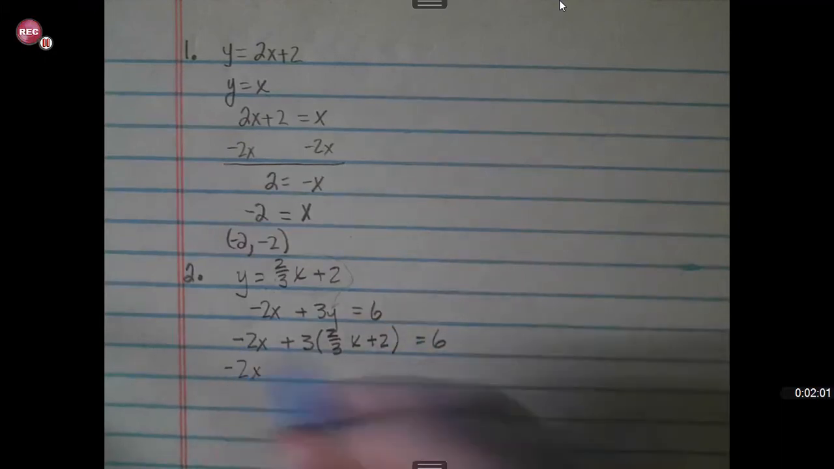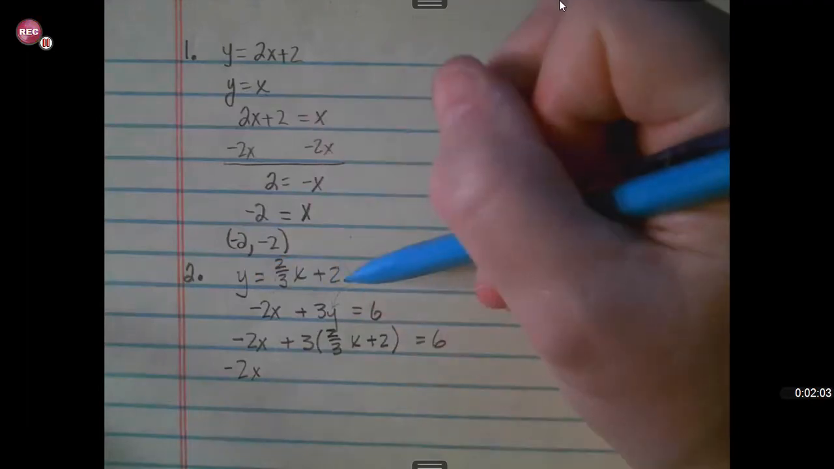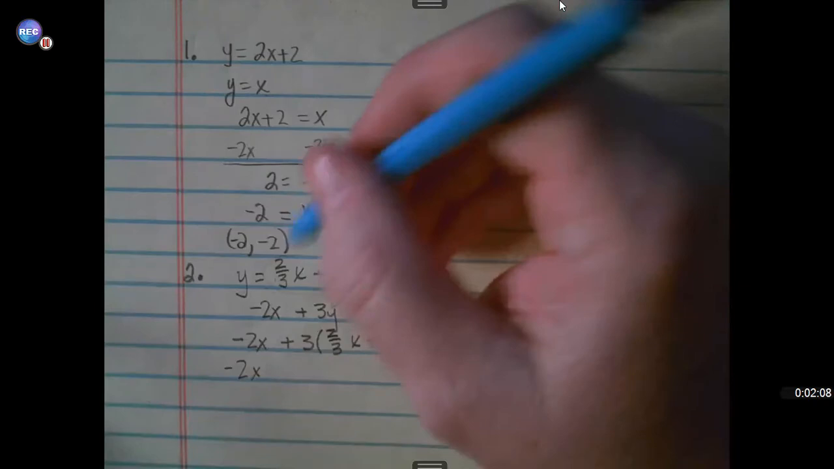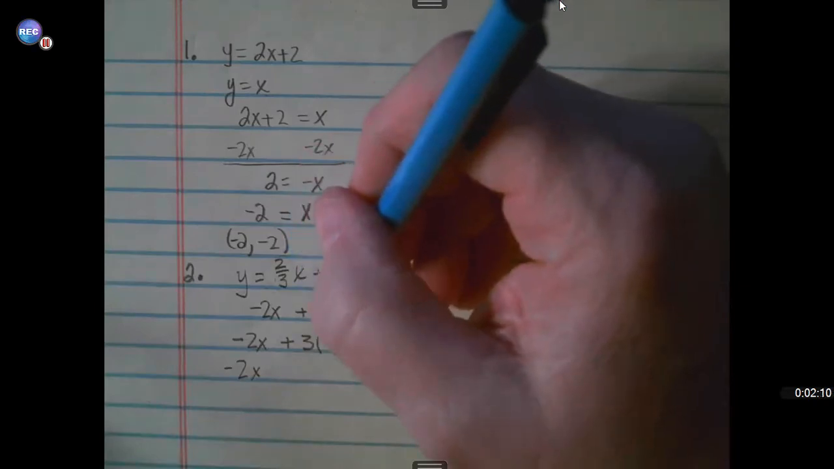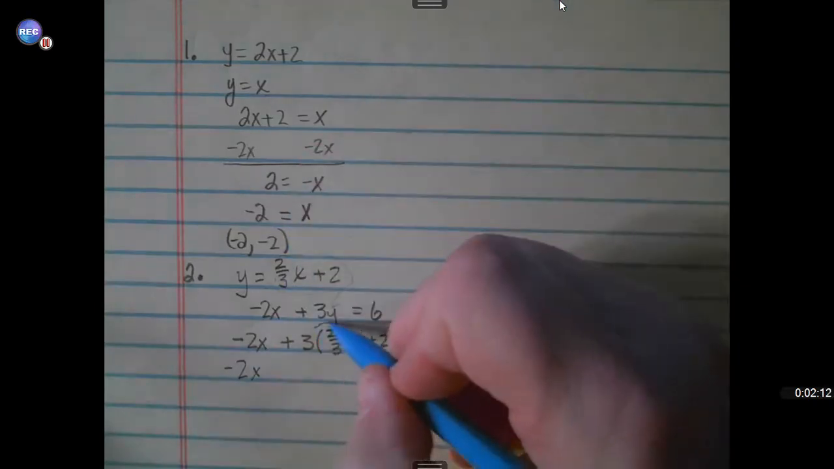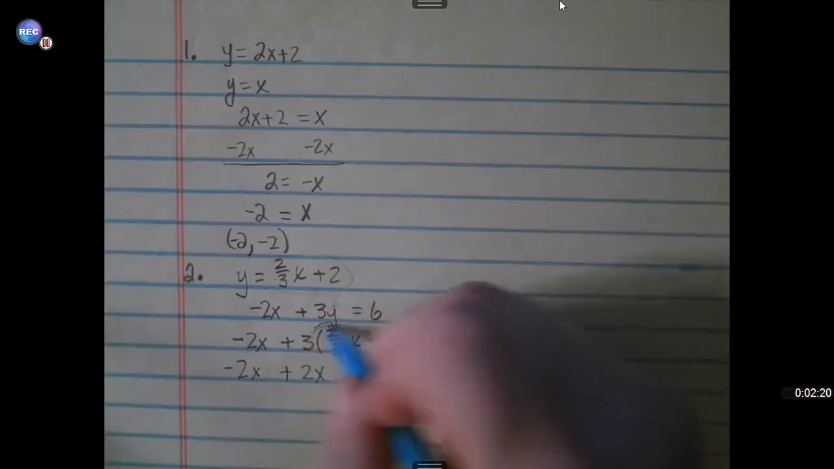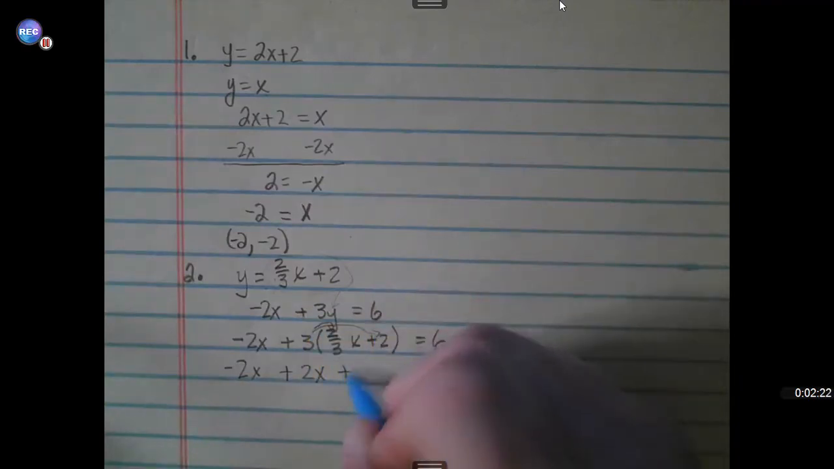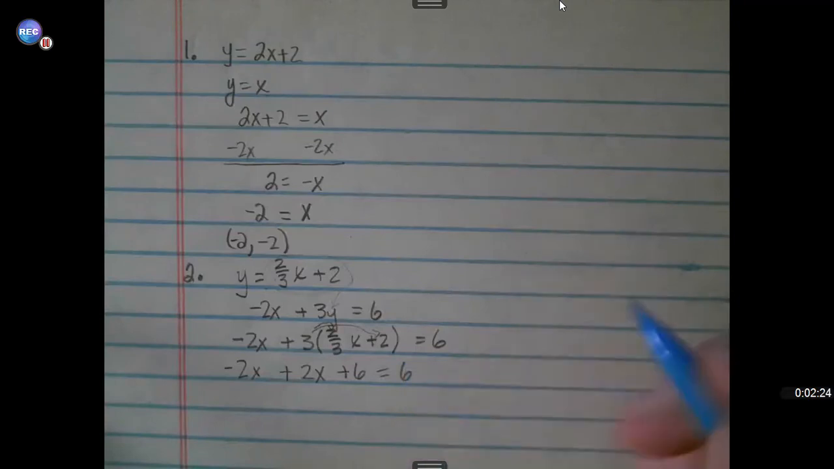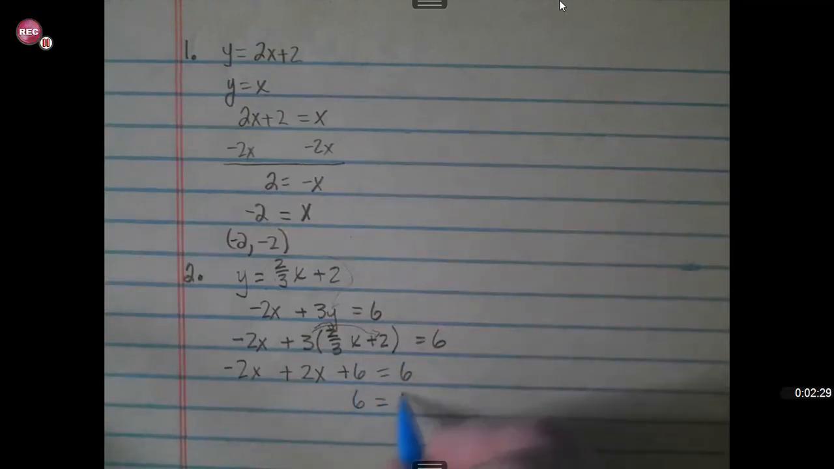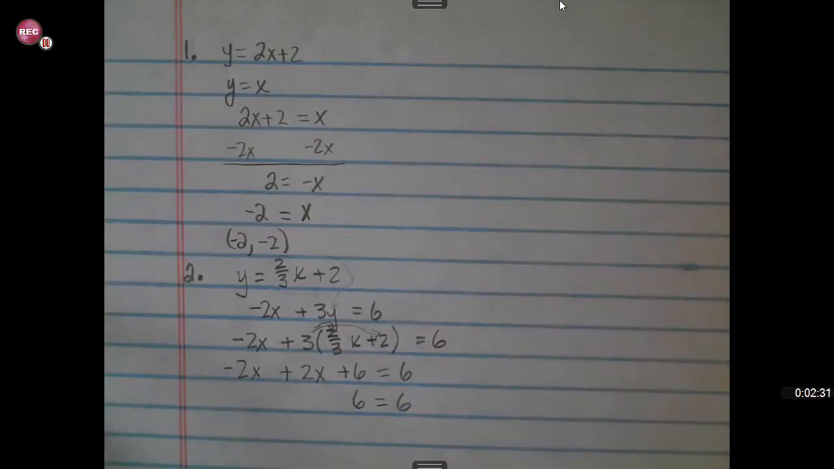The reason I opted to not get rid of the fraction in that upper one and get it in standard form and use elimination is because I knew that when I plugged it into the bottom equation and distribute this 3, it's going to take care of that fraction. So I get negative 2x plus 2x, plus 6 equals 6. Notice that the x's drop out. I get 6 equals 6, which is a true statement.